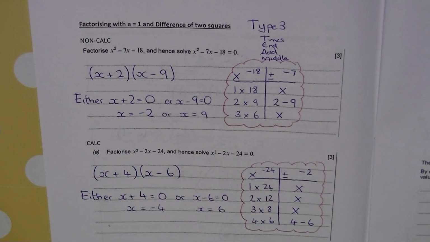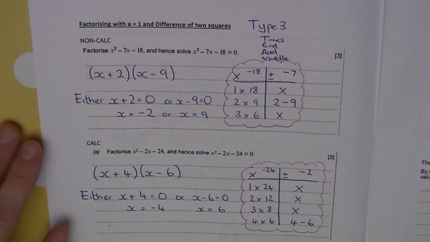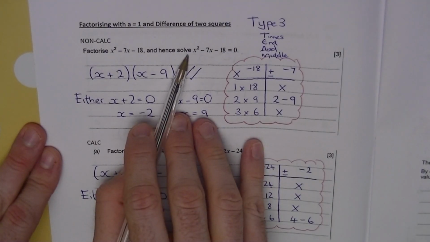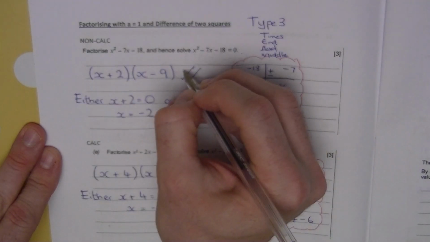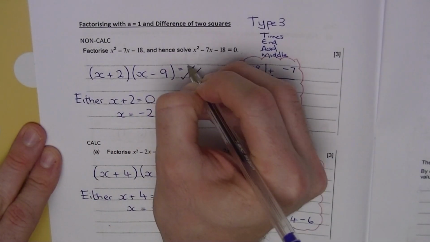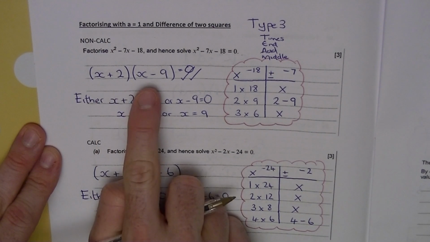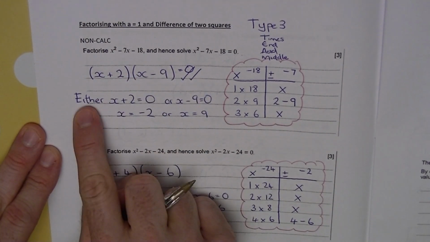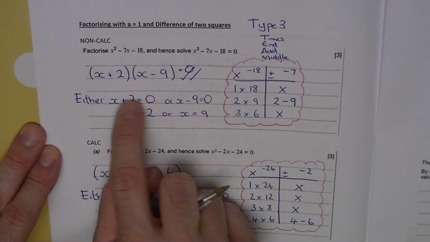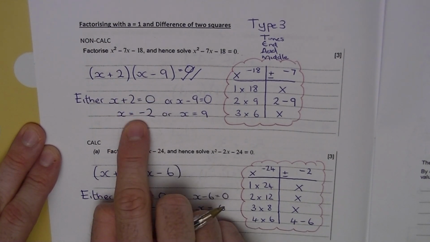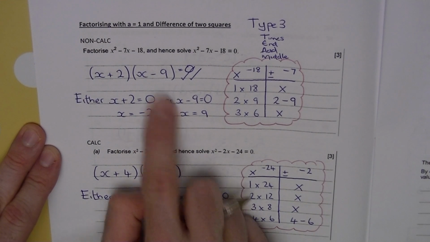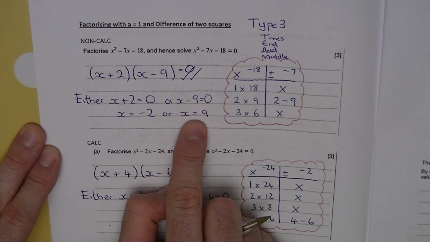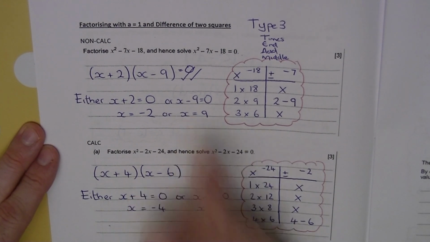Now, the question may well just say factorise. Okay? If it does, that's the end. Job done. If it doesn't, and it says hence solve, we have to realise, well, actually, what's happening here is that this times this is equal to 0. Well, for this times this to be equal to 0, one of these things must be 0. So either x plus 2 equals 0, move the plus 2 over, so x equals minus 2, or x minus 9 is 0, move the minus 9 over, x equals positive 9.